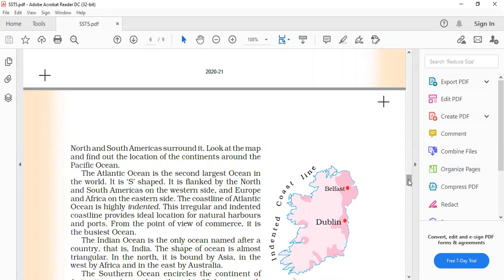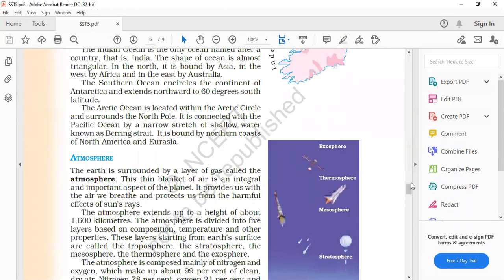So what is the busiest ocean and why is it the busiest ocean? So you have this answer. Underline all these sections. And the Arctic Ocean, that is the North Pole and the Bering Strait. Underline that it is connected with the Arctic Circle and surrounds the North Pole. It is connected with the Pacific Ocean by a narrow stretch of shallow water known as the Bering Strait, and it is bound by the northern coasts of North America and Eurasia.